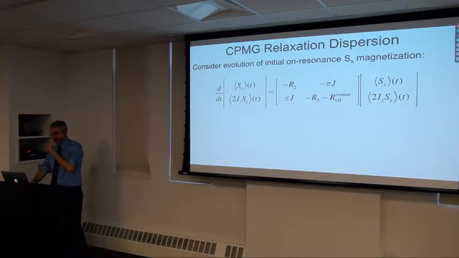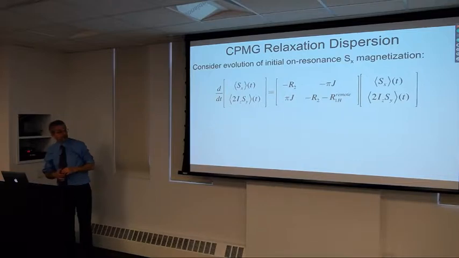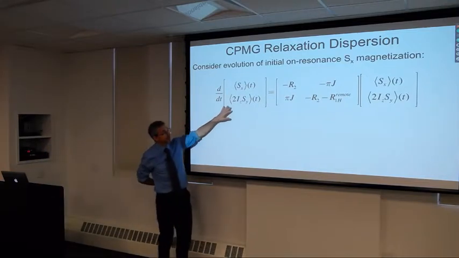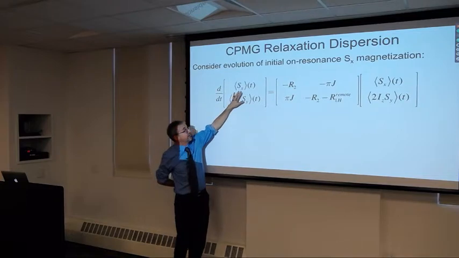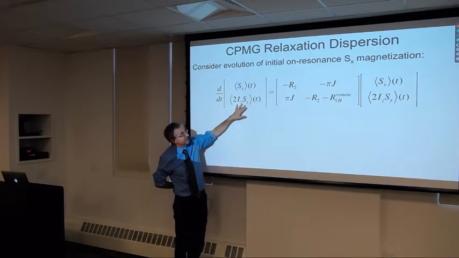So let's think about the evolution of magnetization here, because now if tau CP is long, the J coupling will evolve. So we have in-phase magnetization, we have antiphase magnetization.